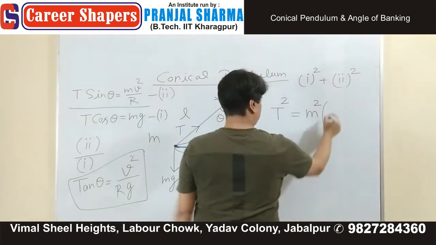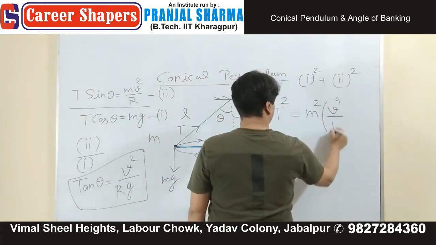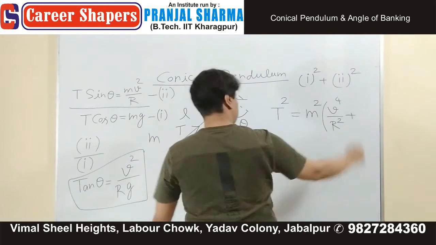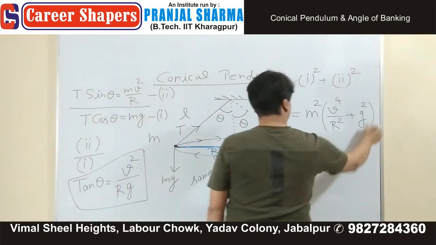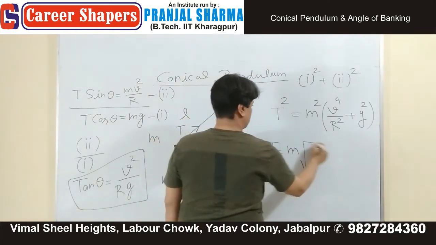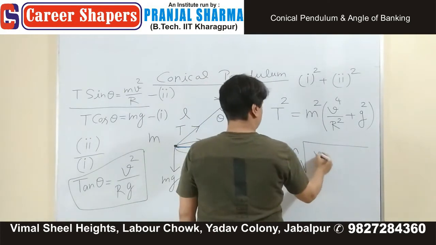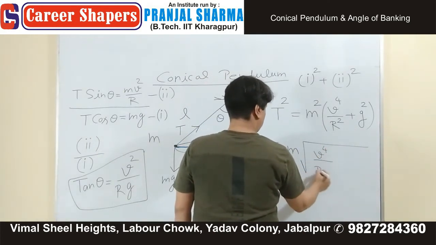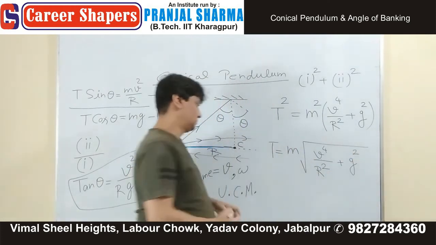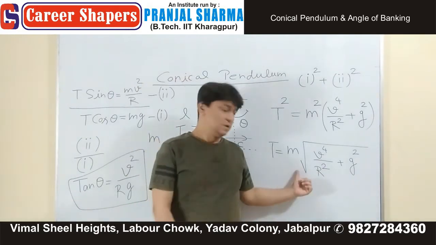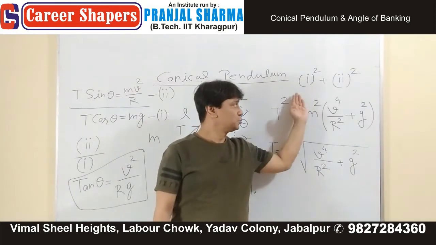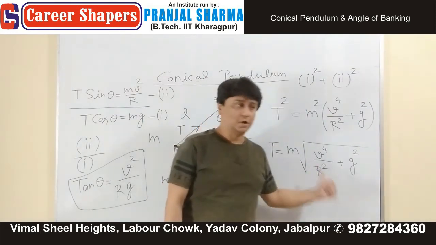V square upon r, V to the power 4 upon r square, plus m is common, g square. So tension force T is coming m times root over V to the power 4 upon r square plus g square. This is the tension force which you get using this. Put on this much.